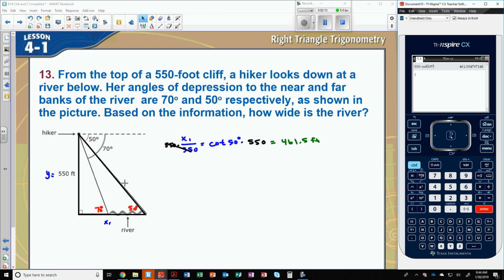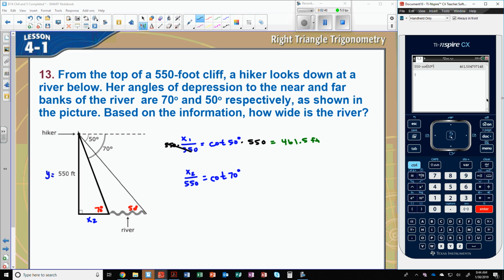Now we're going to do this again, but this time our triangle is going to be different. We're now going to look at this triangle, and we're going to call this x2. Let me try to line that up again. So this time I'm going to solve for this x, and I'm going to call it x2. So I'm now finding this one. And so I would have x2 over 550 equals, since it's x over y, cotangent again. This time my angle is changed to 70 degrees.